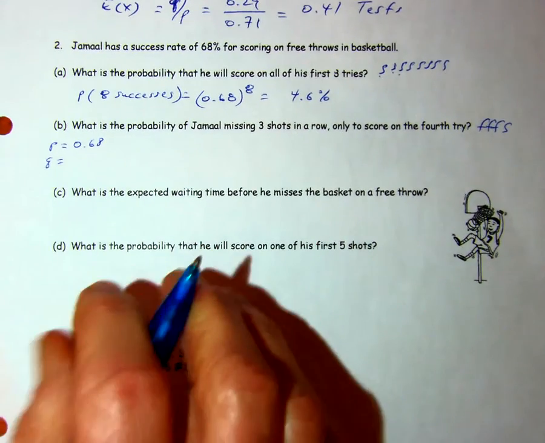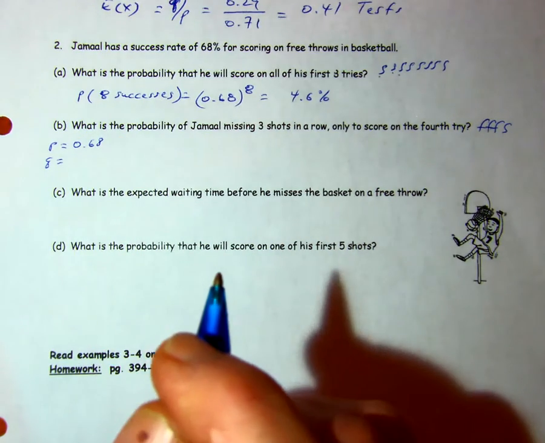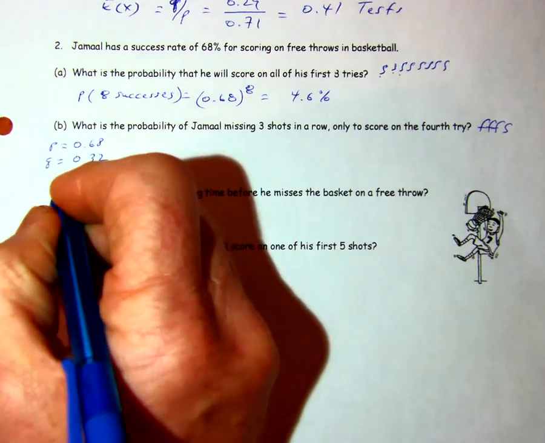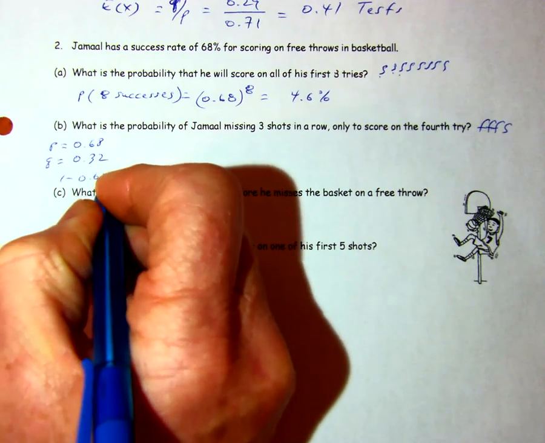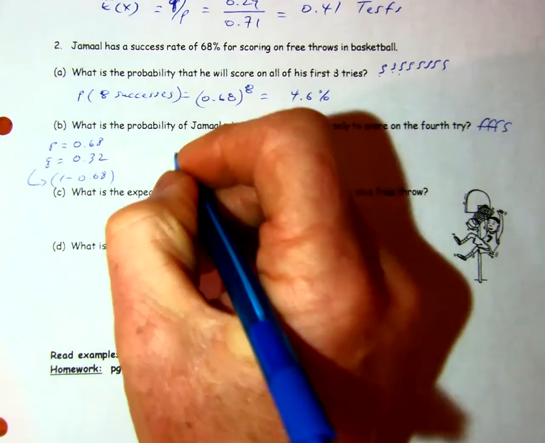The probability of failure? 0.32. Is that right? Yeah, they have to add to 1. So this equals 1 minus 0.68. Quick mental math. Okay, so they add to 1. Good job, Krishna.